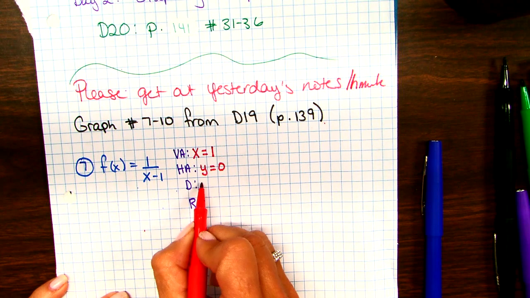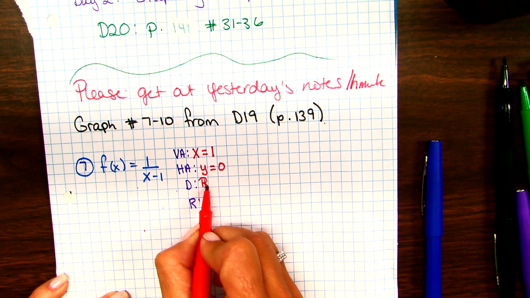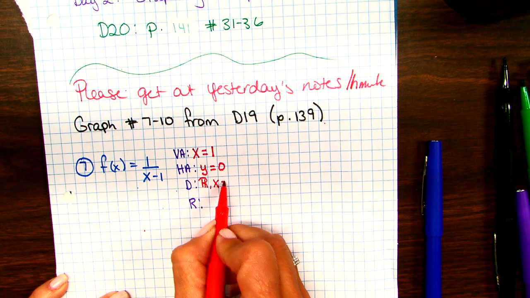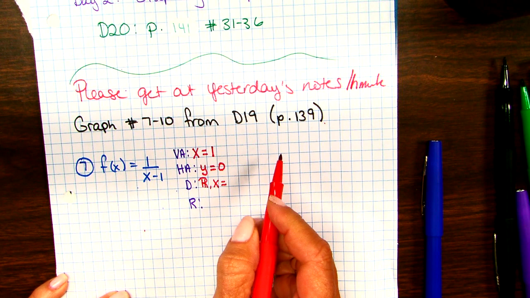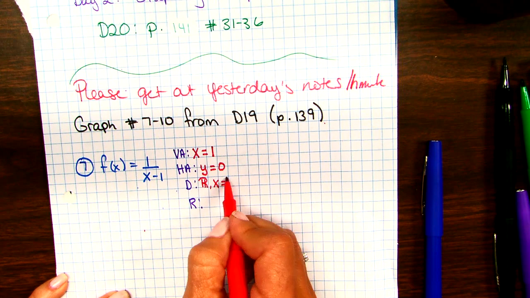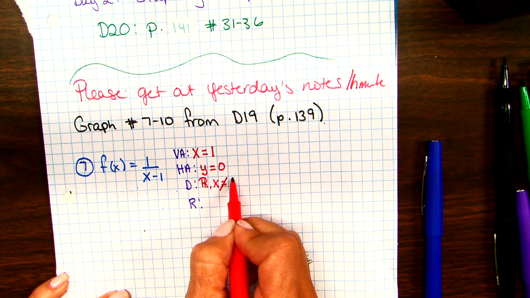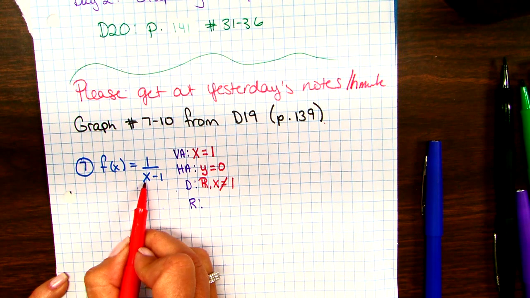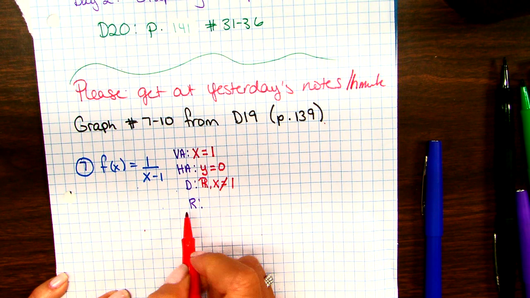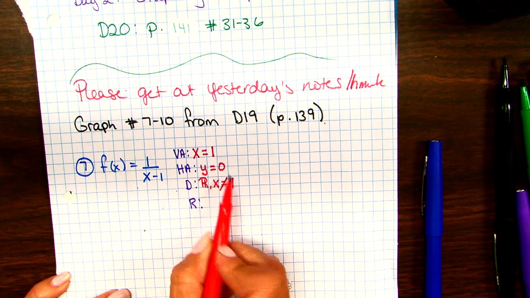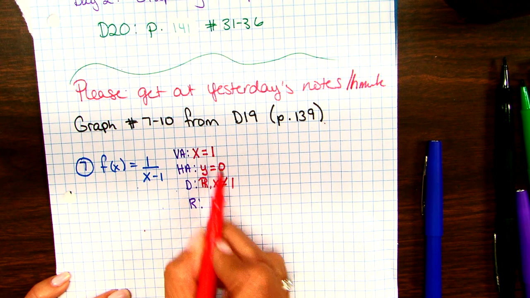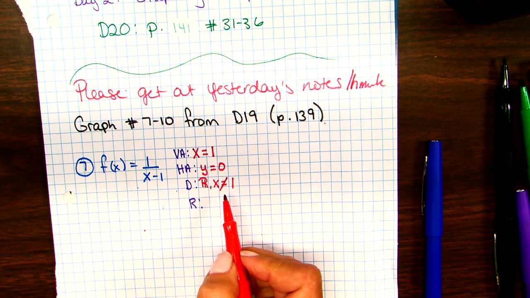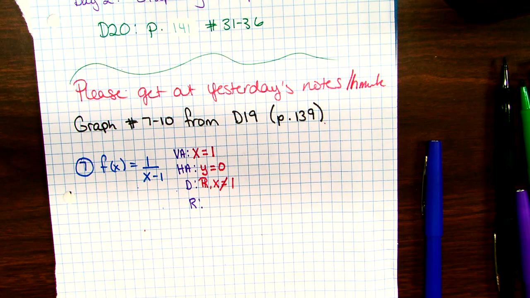Then remember, your domain is going to be all real numbers except anything that makes your denominator 0. What number can x not be? 1. If you put a 1 there, you get a 0. 1 is a bad number. That's why we put an asymptote at that number, because it's saying you can't have points there. And I'll show it to you visually here in a second.